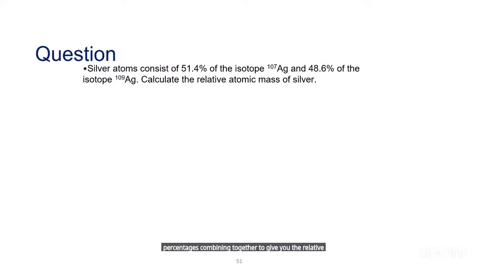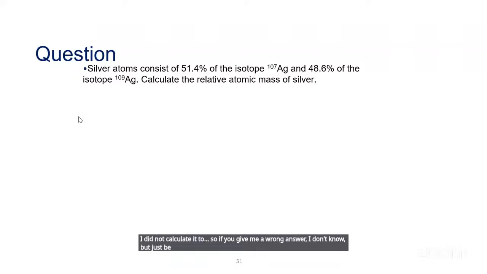Now I have a question for you. Quickly calculate the relative atomic mass of silver. Silver consists of 51.4% of isotope 107 and 48.6% of isotope 109. Calculate the relative atomic mass of silver quickly in less than 30 seconds. I did not calculate it, so if you give me a wrong answer, I don't know. But just be quick about that.